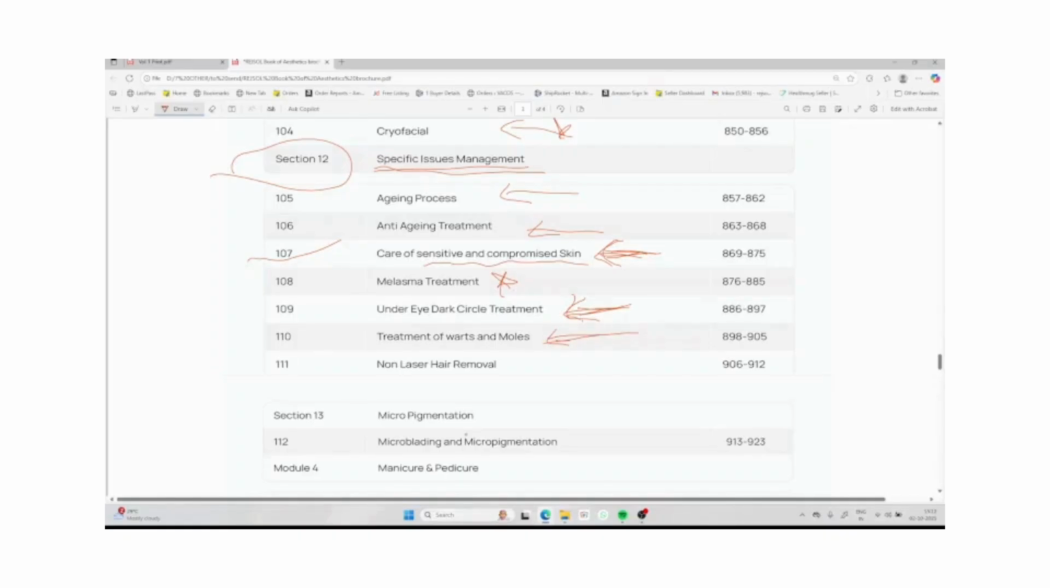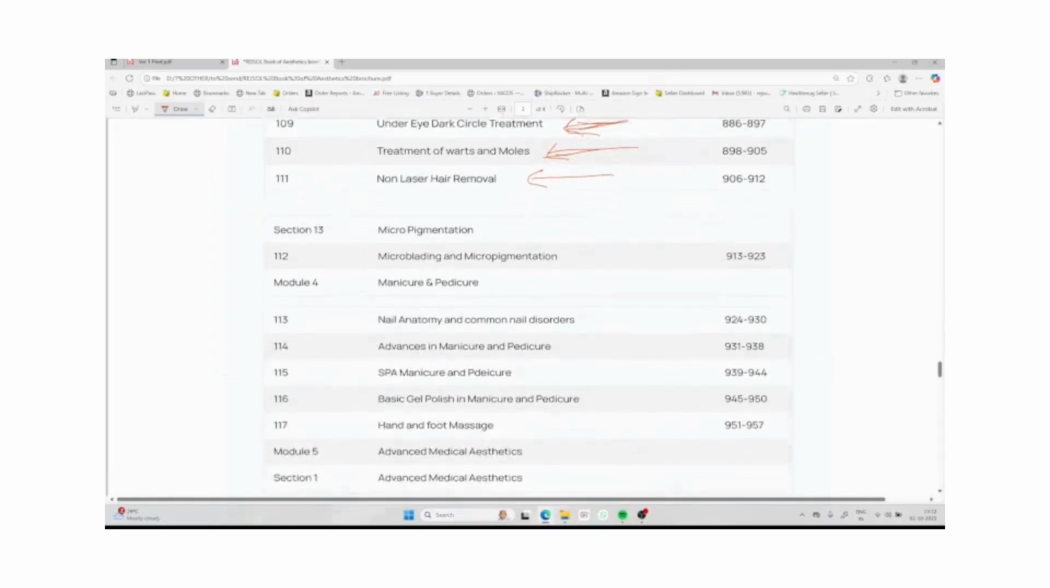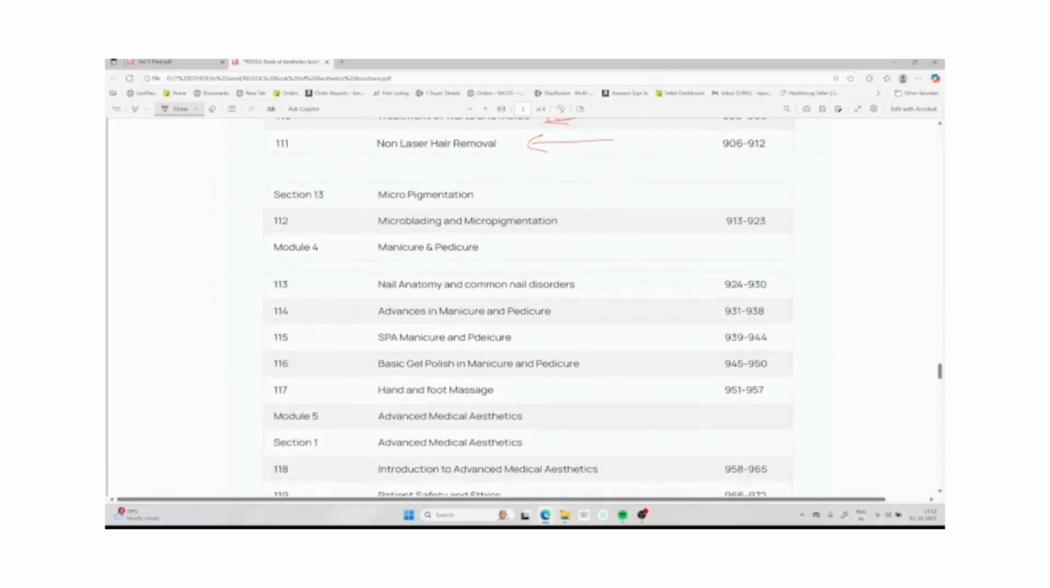And also, non-laser hair removal is discussed over here. Laser hair removal is there along with the other lasers, but there are some techniques for non-laser hair removal that are discussed in the 6 pages from 906 to 912. Then section 13 is micropigmentation, microblading and micropigmentation. This is a new modality now, very popular. Here ends module 3.